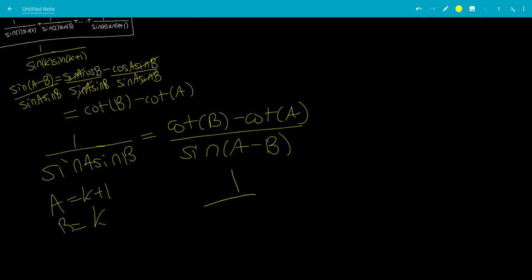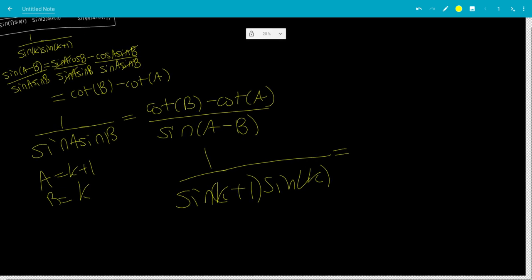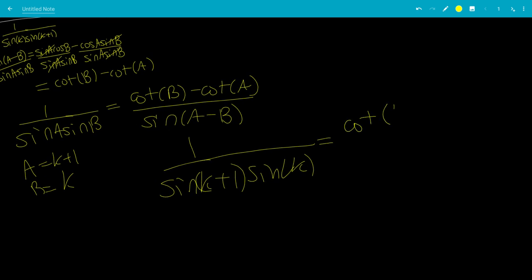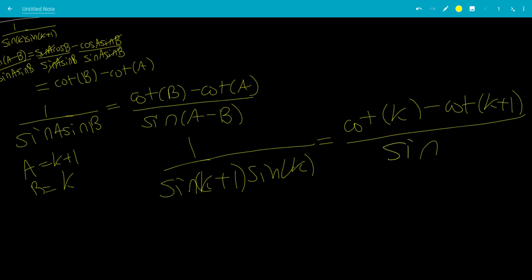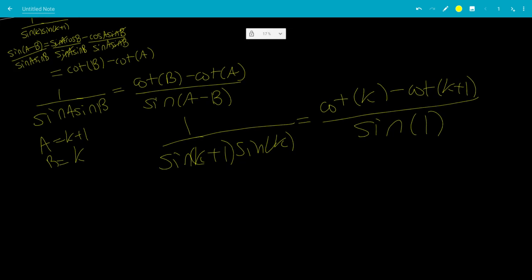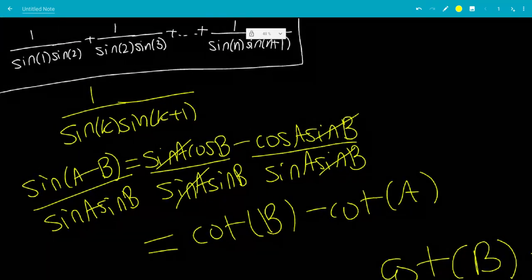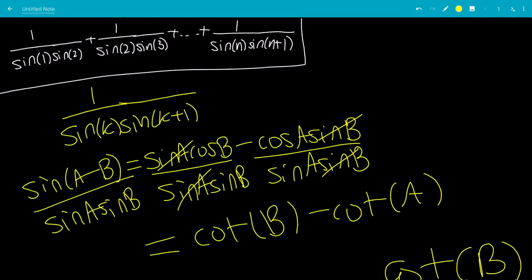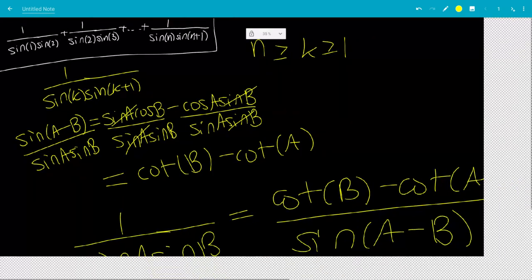So now we're going to have 1 over sin k sin (k plus 1) equals, on the right hand side, cotangent of B, which is k, minus cotangent of A, which is k plus 1, all over sin(A minus B), which is sin 1. Okay, so the real value we want to find is for k from 1 up to n, where n is bigger than or equal to k.